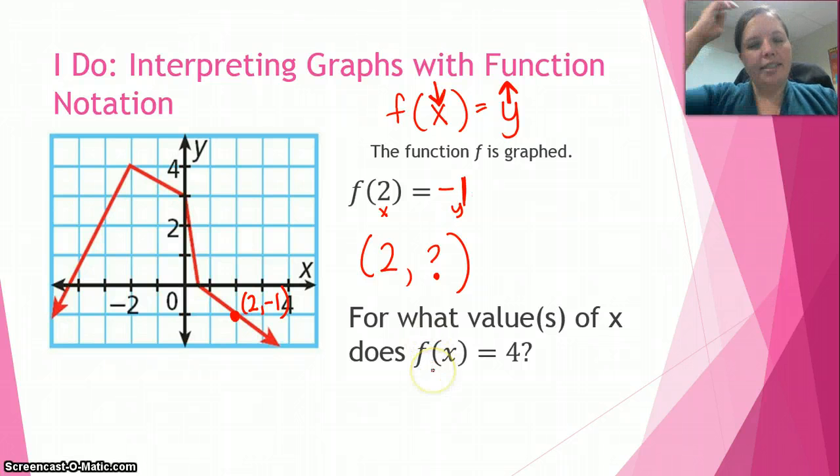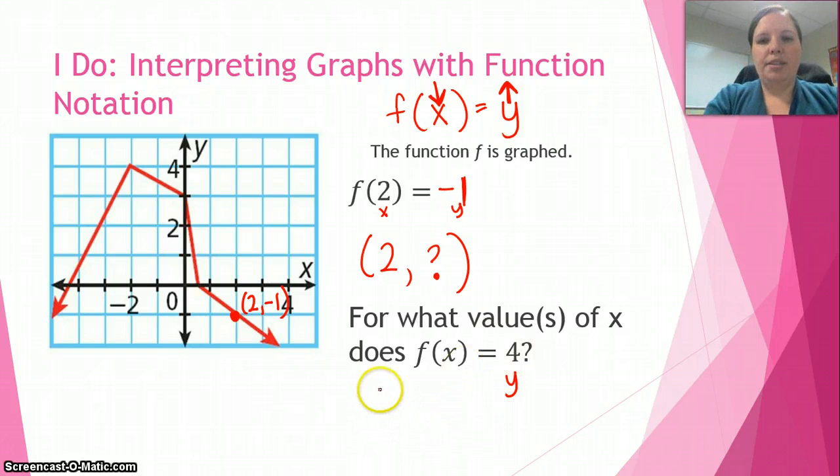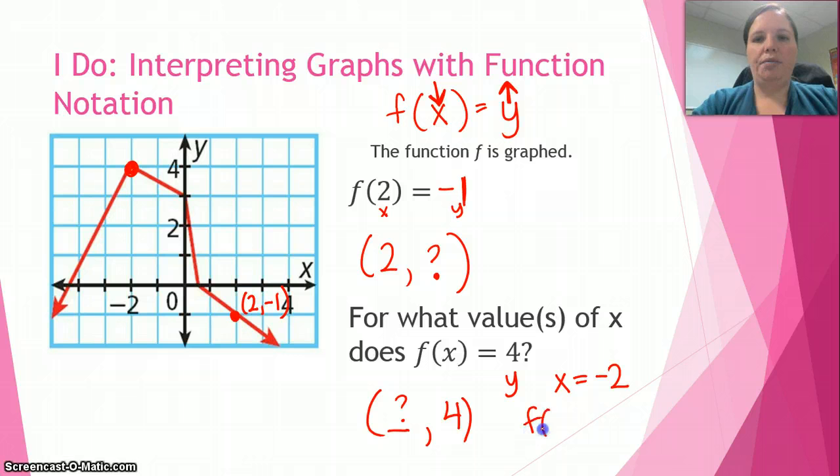If you look at this second statement, though, for what values of x does f of x equal 4? In this case, you're starting with the y value. So if you start with the y value, basically you're trying to fill in the blank again. What goes here, comma, 4. Looking at our graph, and it says values, there's only one value here that works, and that would be an x value of -2. So f of -2 equals 4.